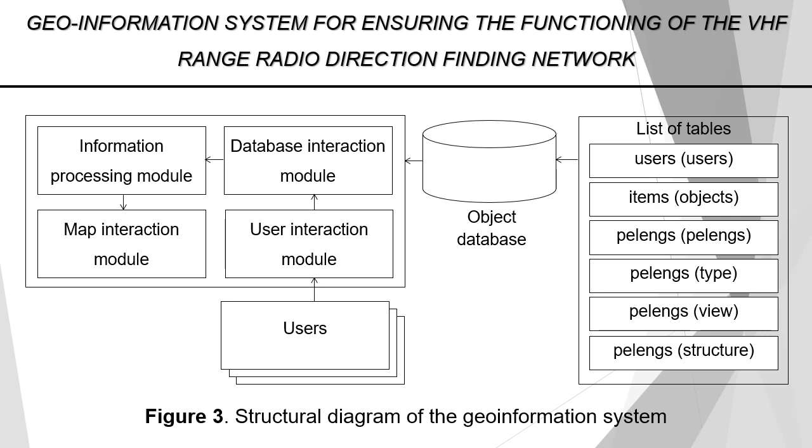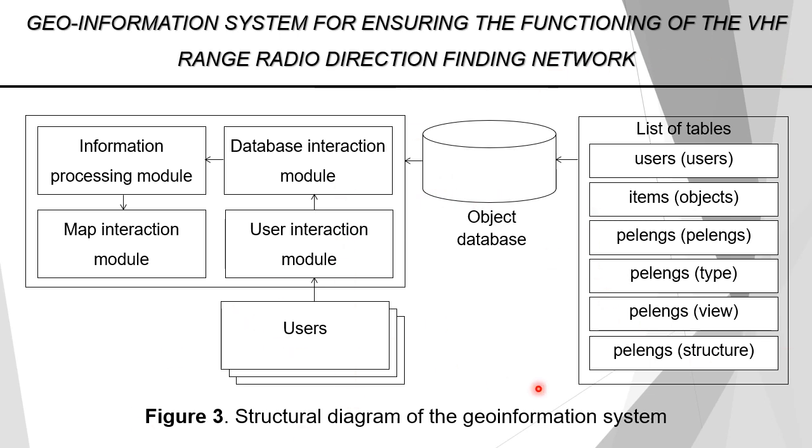The development of the geo-information system to ensure the functioning of the radio direction finding network of the ultra-short-wave range took place in two stages. At the first stage, the structural scheme of the geo-information system was developed. The structure diagram contains three main blocks: the server, the client, and the database.